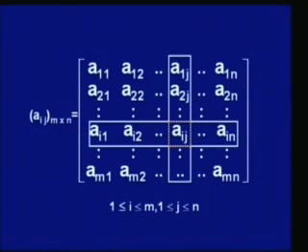In the matrix, the element has two indices, i and j. The index i represents its position in the row and j represents its column position. i varies from 1 to m, while the index j varies from 1 to n.